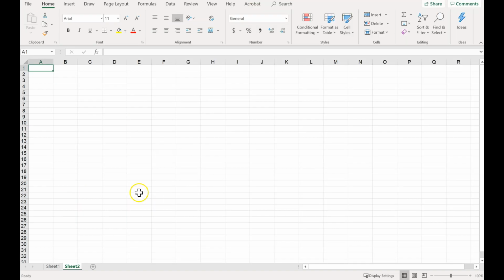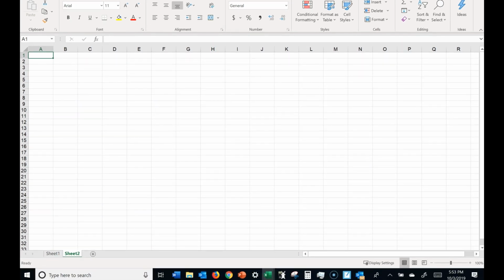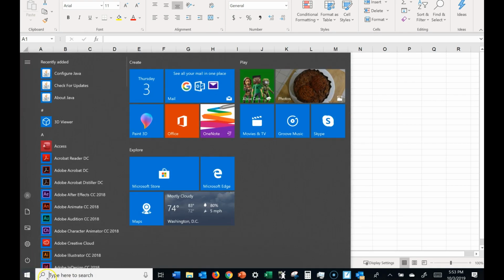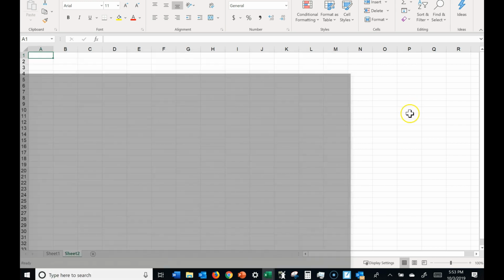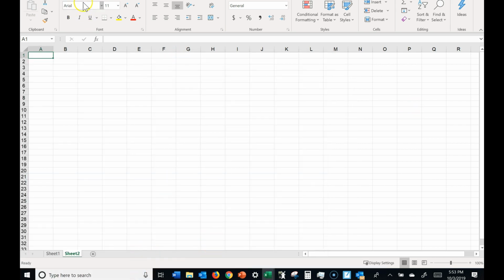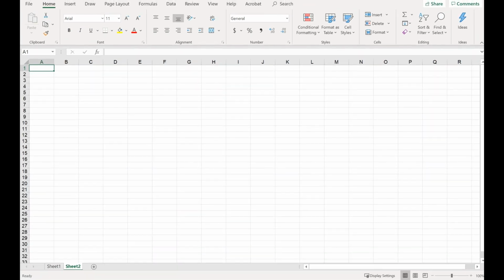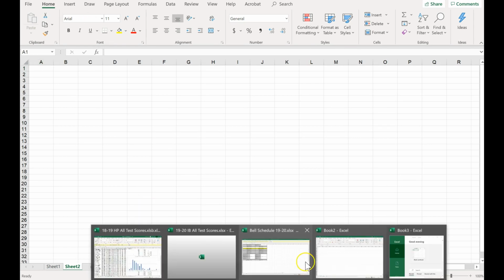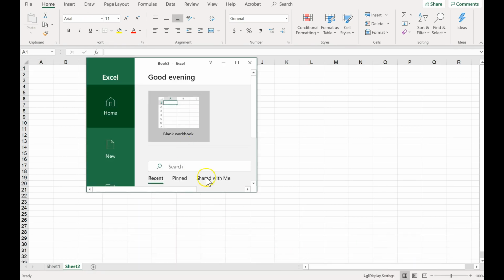Okay, let's start fresh with Excel. Find Excel, and one of the ways you can do that is you can click this icon in the corner, the Windows icon, and then you could type Excel and then choose Excel. You might also be able to find it on your desktop, but once you open Excel, you'll see a launch screen that looks like this.